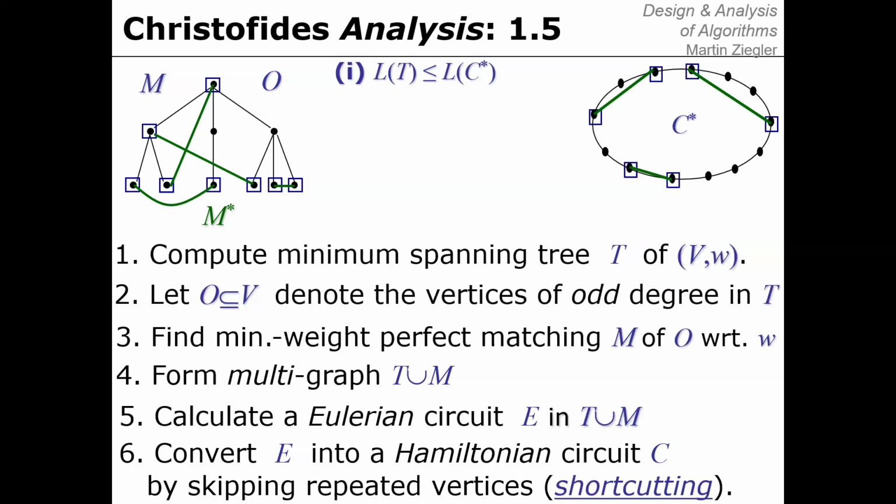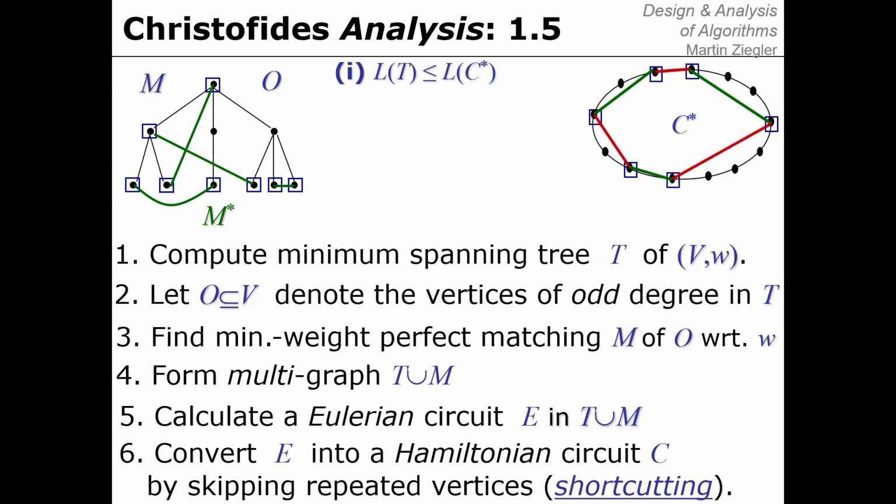In step number 3, Christofides has calculated a minimum weight perfect matching. The green edges form some perfect matching, and therefore the weight of the green edges will be larger or equal to the weight of the minimum weight perfect matching in step number 3, which is important for the analysis.